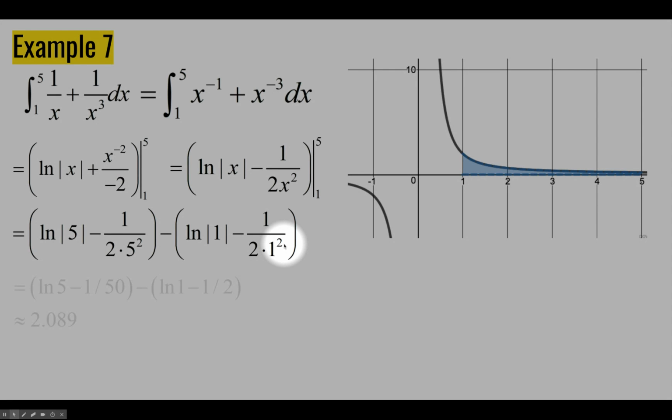The rest of this is basically just going to be calculator driven. So when I do this, I'm going to end up with approximately 2.089. And so this represents the area of this blue shaded region. It's all positive area. And so the area between 1 and 5 of this original function up here, with an antiderivative of this, that area is equal to a little bit more than 2.